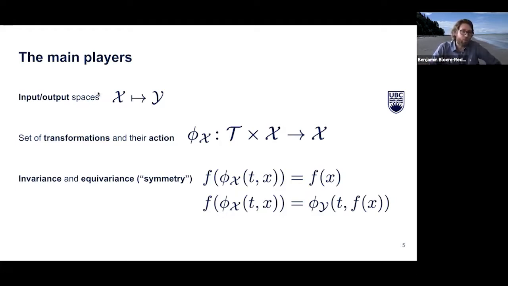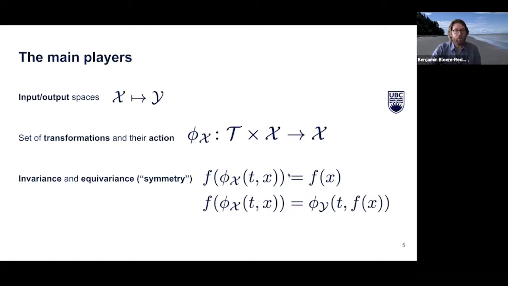Okay, so those are sort of the main players for actually expressing how we're going to transform our data. And then the key expressions of invariance or symmetry are as shown here. So if we have a function defined on our input space, then an invariant function returns the same value even if we apply some transformation to our data. Okay, and this should be true for all transformations in our set of transformations.